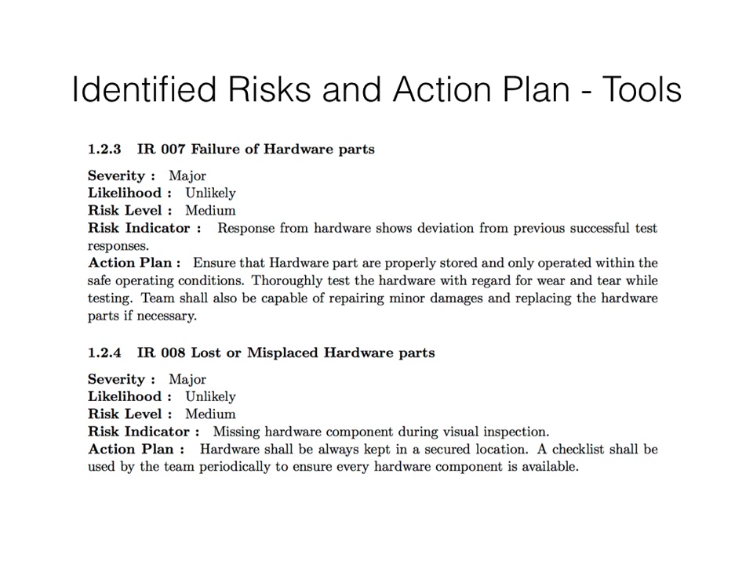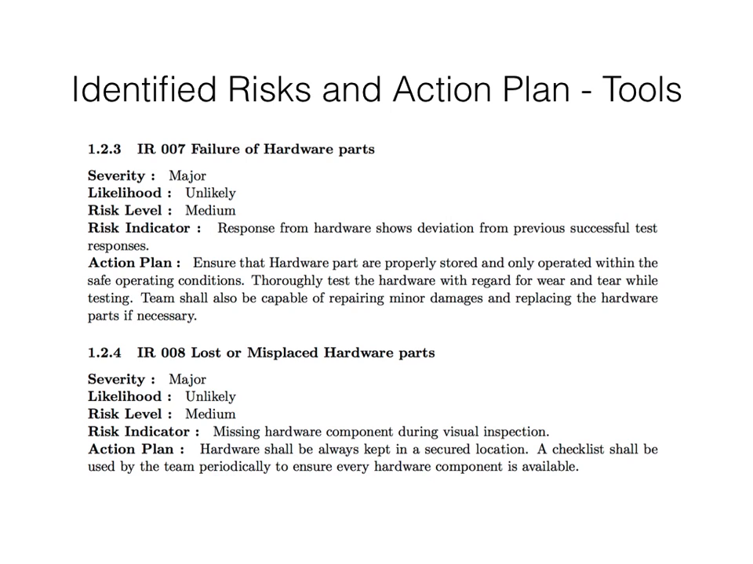The next one is failure of other hardware parts, like the sensors and motors. The risk indicator is a deviation from normal behavior or previous successful behavior that we have during testing or development of the project. The action plan is to ensure that the hardware is tested properly and also properly handled. Proper operating conditions are used. The team should be capable of minor repairs or replacement of the hardware part if necessary.